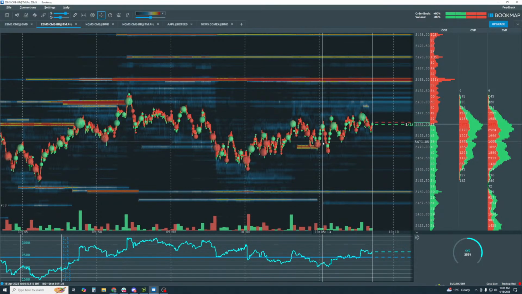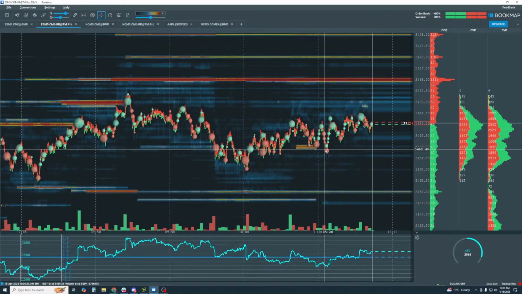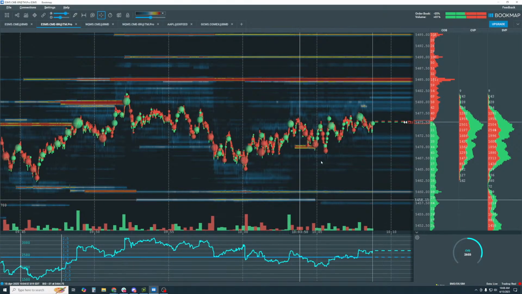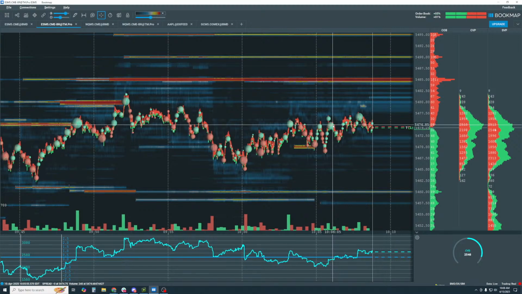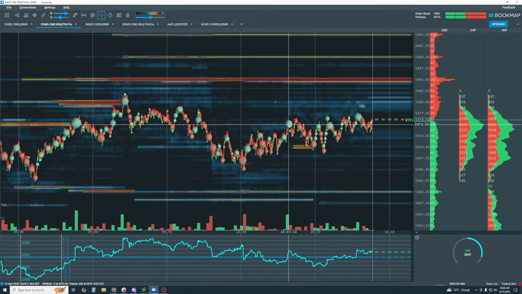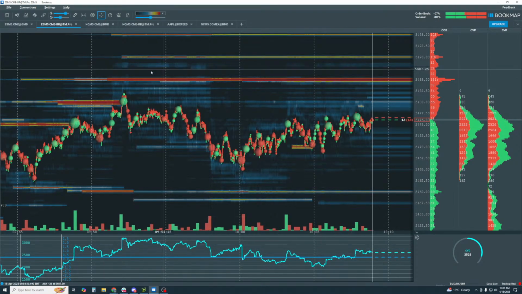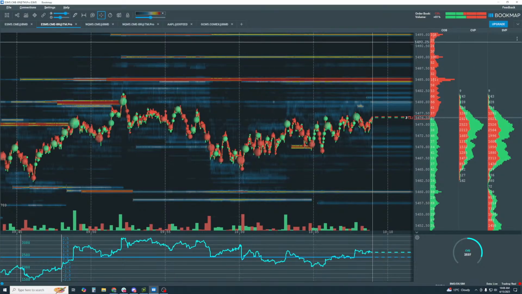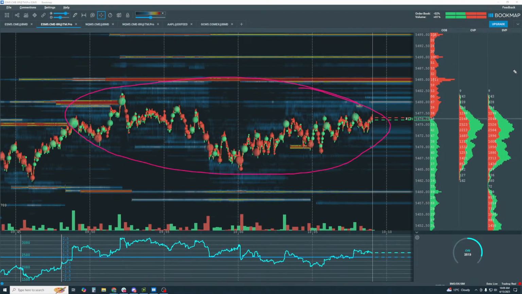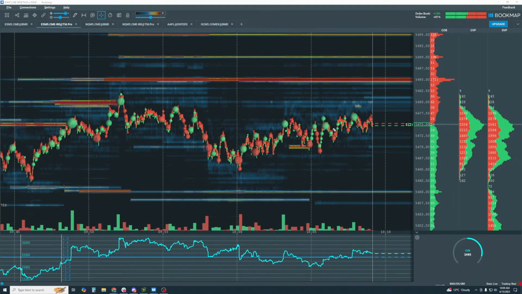Very simply, compare the green dots to the red dots. We can look at the red bars and the green bars as well. These are volume delta bars and delta dots, meaning it's buy minus sell. So a green dot is clearly more buying than selling, and this gives us a feel for this area in here, which is the area we are interested in.